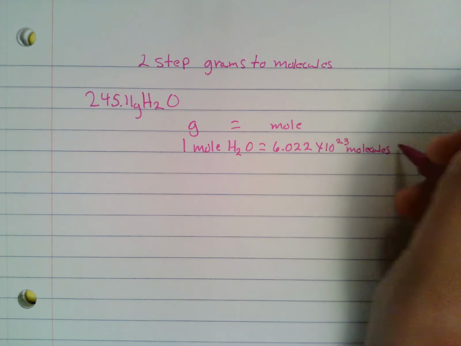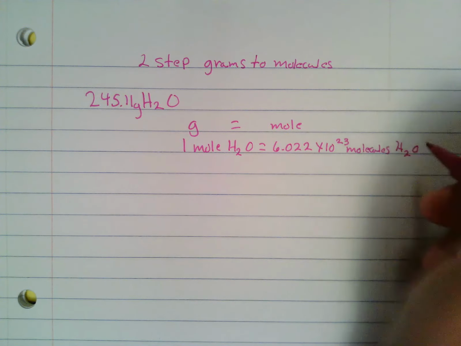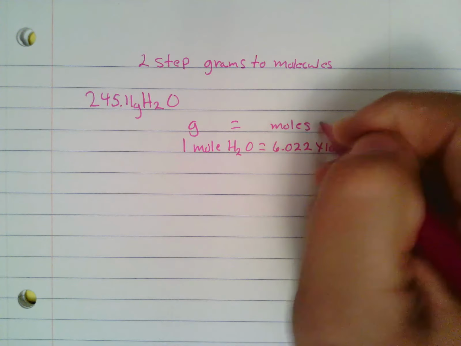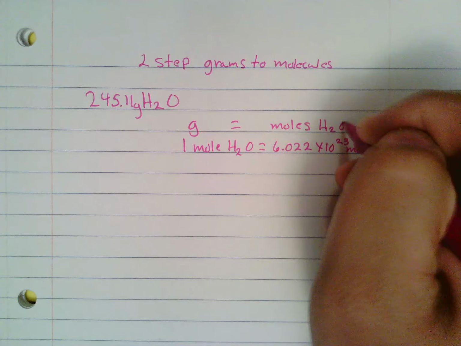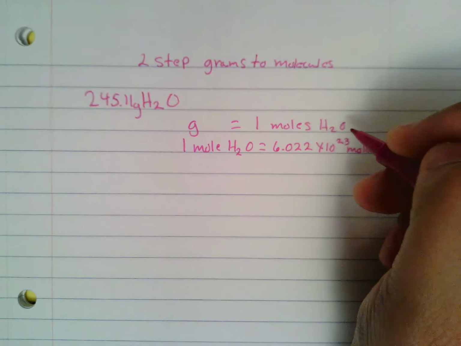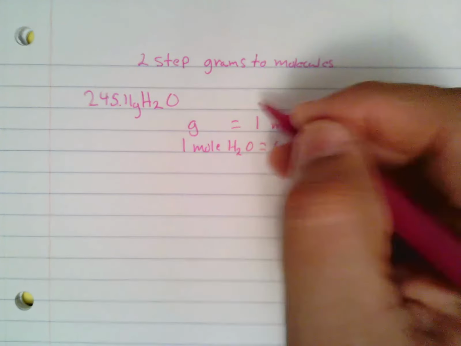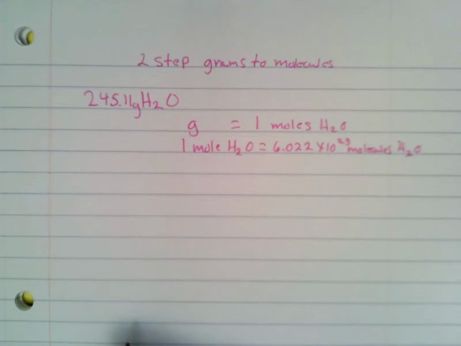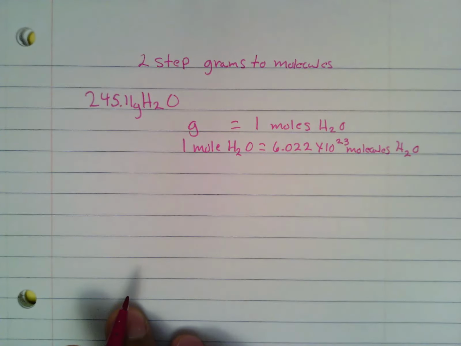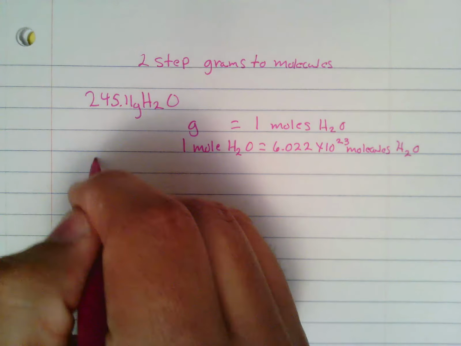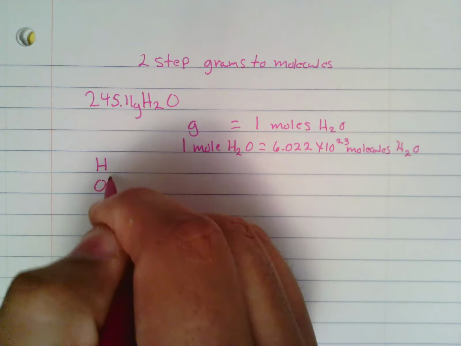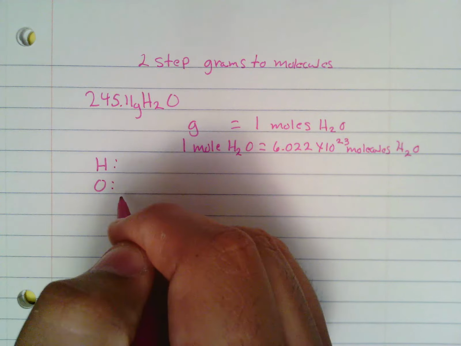Okay, H2O. And so this is going to be moles of H2O, and that's always 1 up here for grams. So what we need to figure out is how many grams make up a mole. To do that, we need the periodic table. So we need to add up what we have. We have hydrogen and oxygen here, and we write down how many of each one we have.